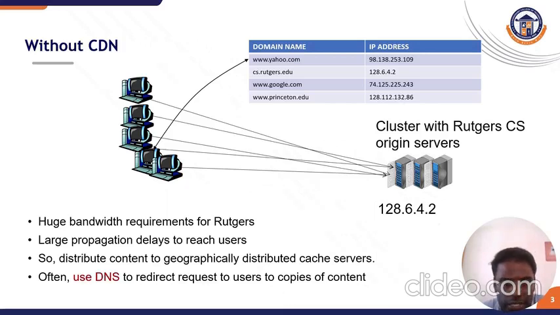Without a CDN, in the sense of clustered DNS, we have the following disadvantages: huge bandwidth requirements for routers and large propagation delays to reach the user. Distributing content to geographically distributed cache servers often uses DNS to redirect the user's request to a copy of the content. For example, for the domain name www.yahoo.com, the IP address will be 98.138.253.109. Likewise, it goes to different clusters, and a cluster origin is 128.6.4.2. A cluster is nothing but a grouping together of similar things.